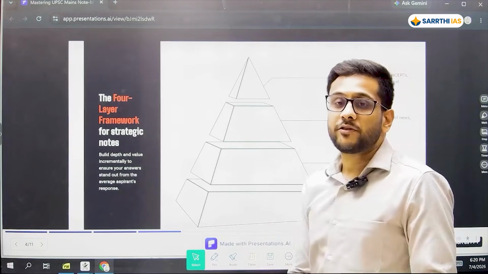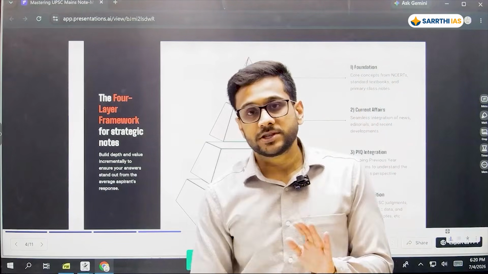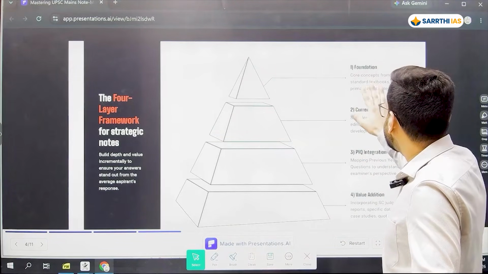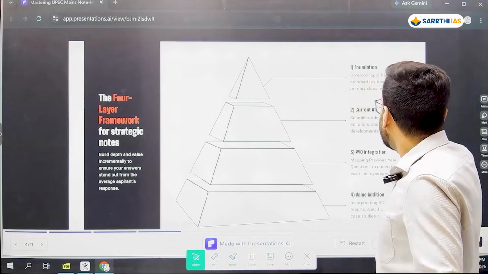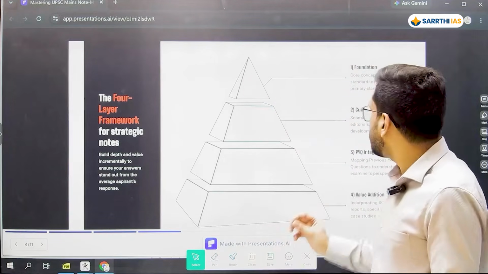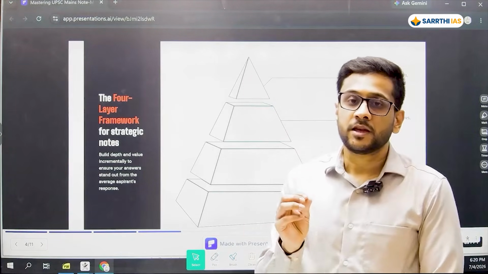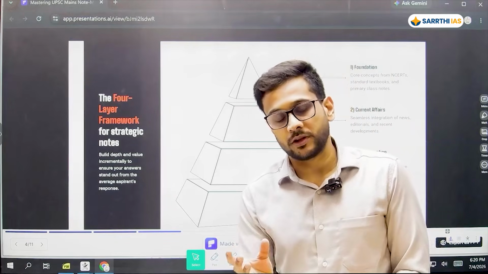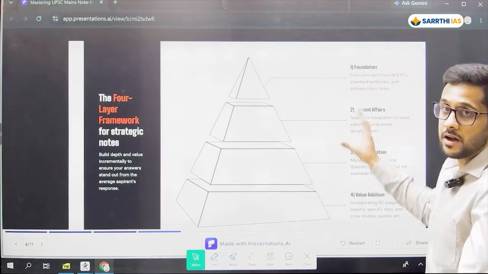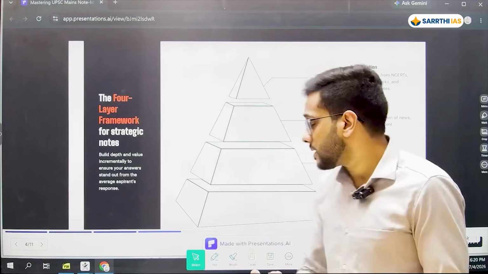You may have to read any concept multiple times to develop an understanding of that concept. For that, you have to start with a source which is easy to understand. For that reason, I have mentioned you have to build your foundation from NCERTs, from standard textbooks, or, if you are taking help of any foundation course, you have to refer to the notes you are preparing in the class to build a strong foundation and conceptual clarity.